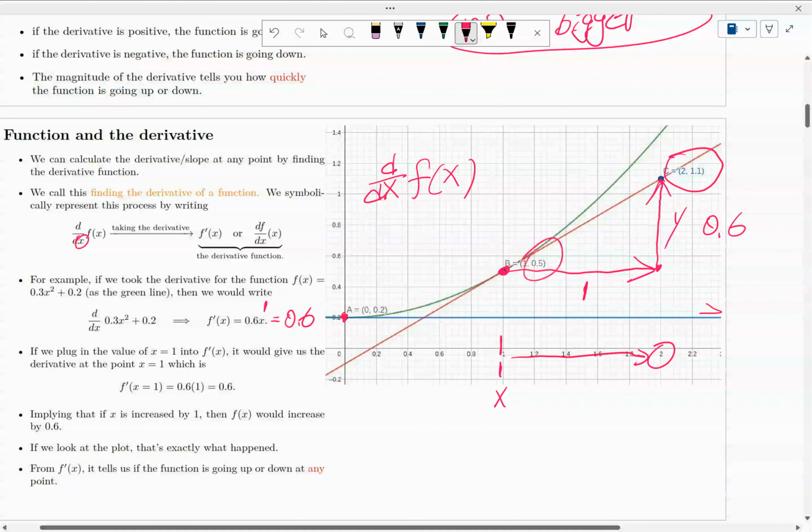So the key takeaway: why do we care about derivatives? We care about derivatives because they tell you, at any given point, how fast the function is going to go up or go down.